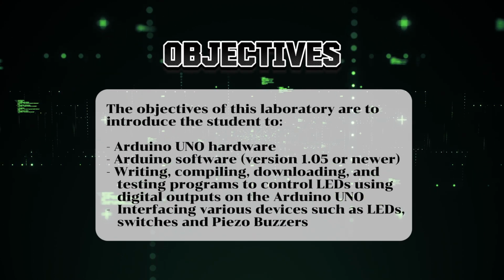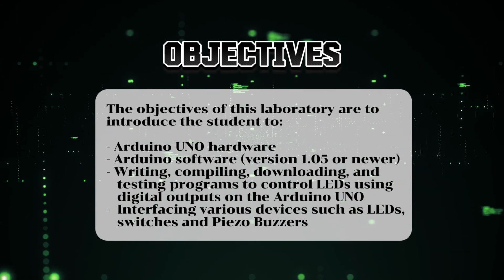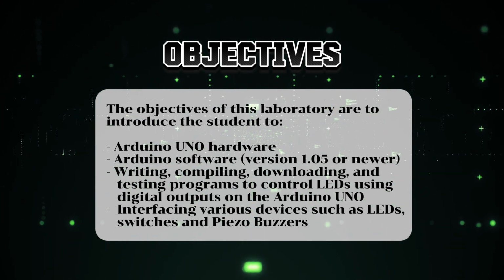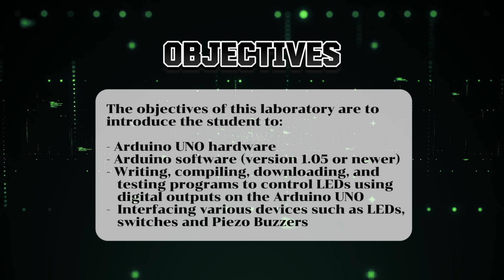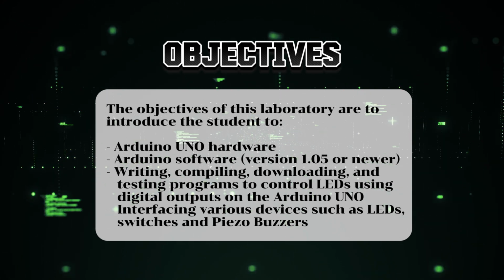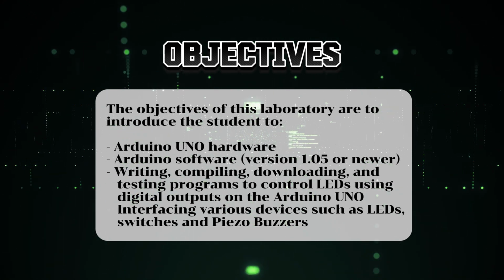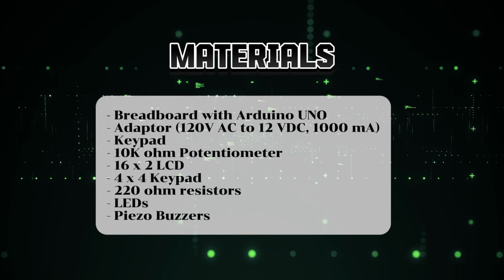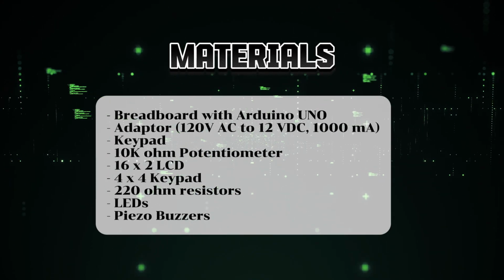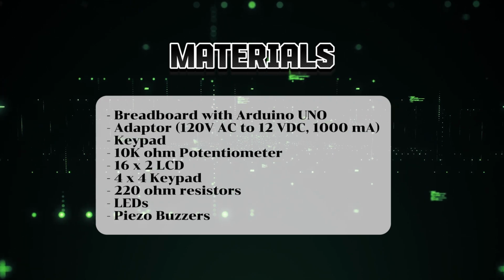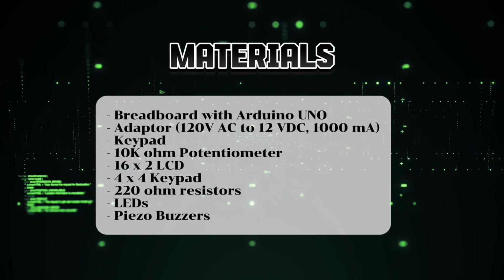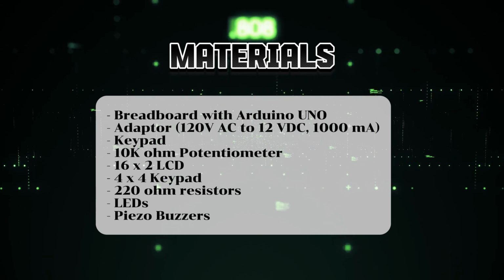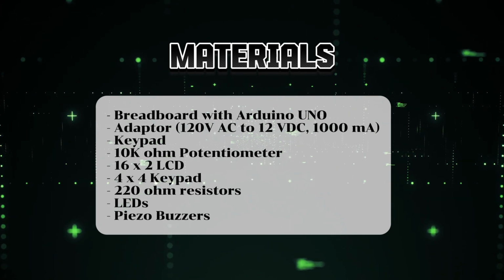The objectives of this laboratory are to introduce the student to Arduino Uno hardware, Arduino software, writing, compiling, downloading, and testing programs to control LED using digital outputs on the Arduino Uno, interfacing various devices such as LED, switches, and piezo buzzers. The materials we used in this activity are breadboard with Arduino Uno, adapter, keypad, 10,000 ohm potentiometer, 16x2 LCD, 4x4 keypad, 220 ohm resistors, LED, and piezo buzzers.